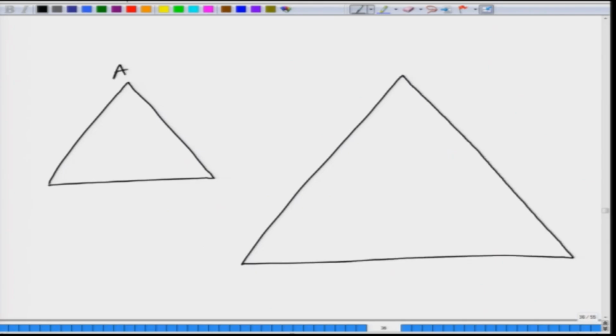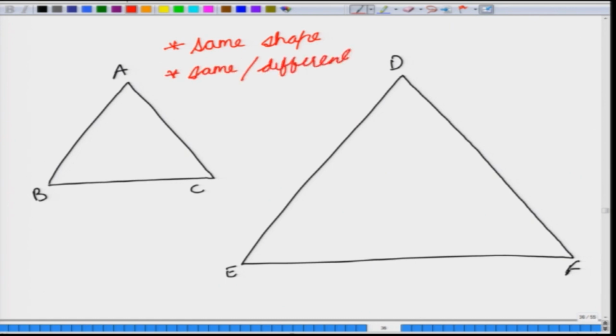So, let us call this ABC and this one is DEF. Now, we call these triangles similar triangles if they have the same shape and if they have the same or different sizes. So, when we say that both of these triangles are similar triangles, they are having the same shape. Now, what do you mean by the same shape?